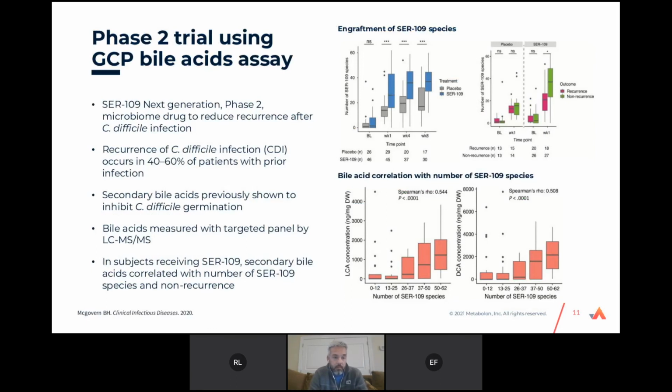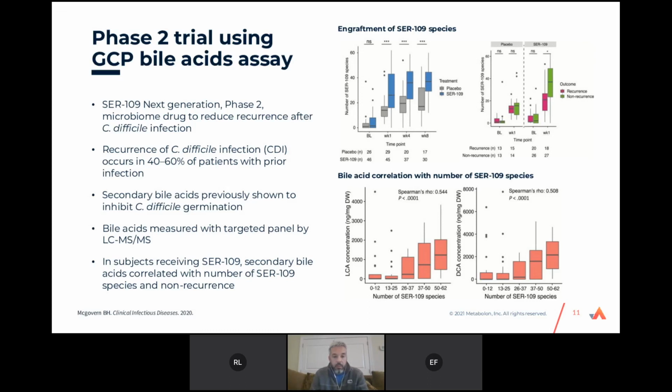SER-109, another drug, a next generation phase 2 microbiome drug to reduce the recurrence of C. diff infection, was used. And the recurrence of C. diff infection occurs in quite a large proportion of patients prior to infection. So looking at this, the engraftment of SER-109 species on the top bar graphs, and then the bile acid correlation with the number of SER-109 species on the bottom.